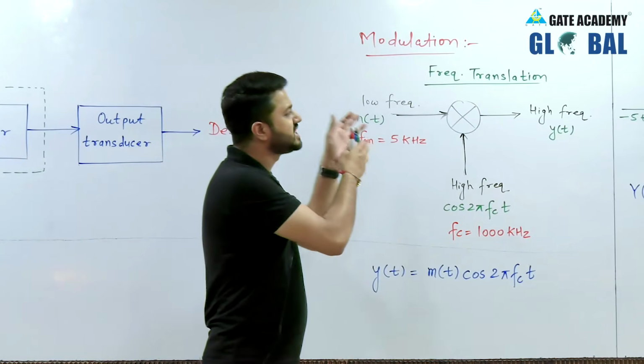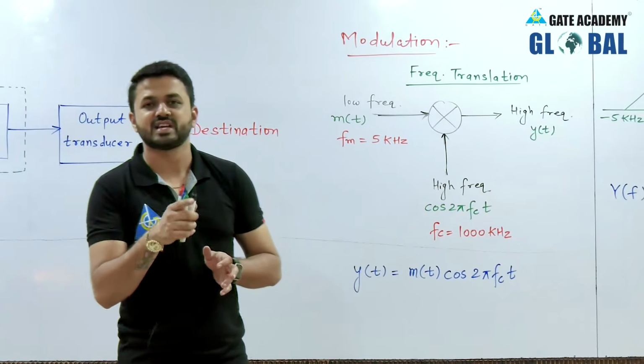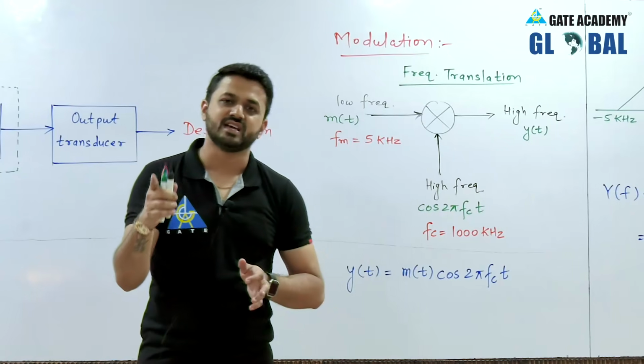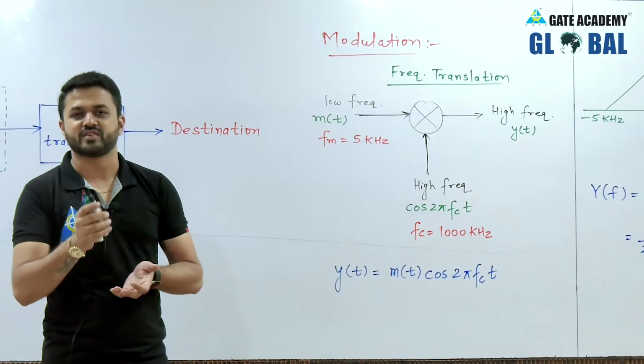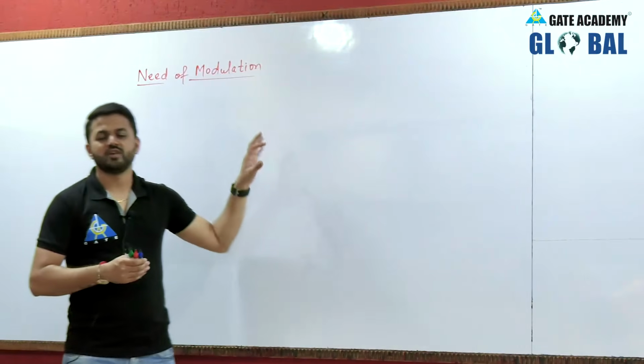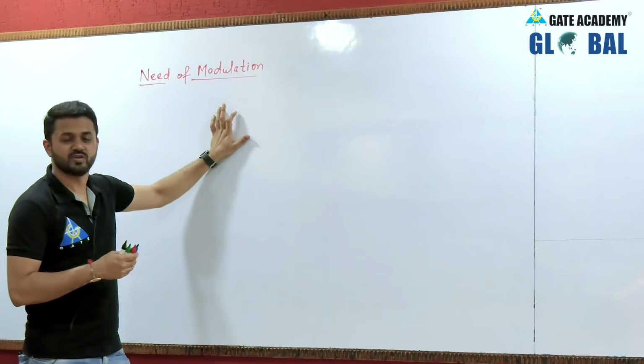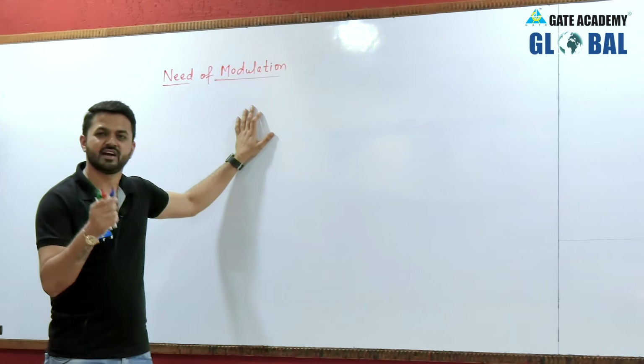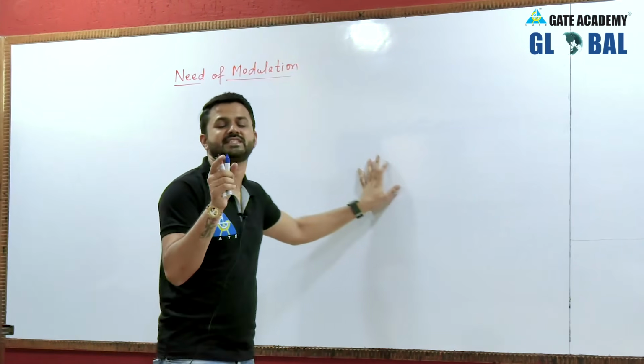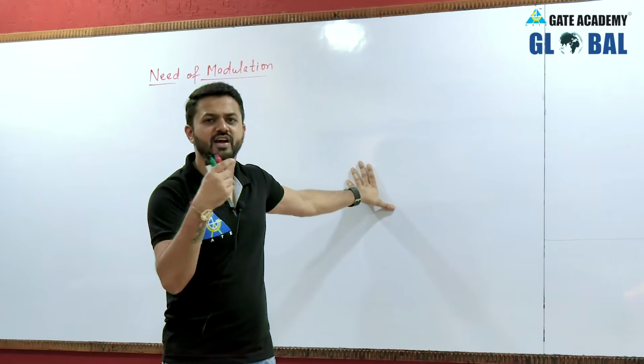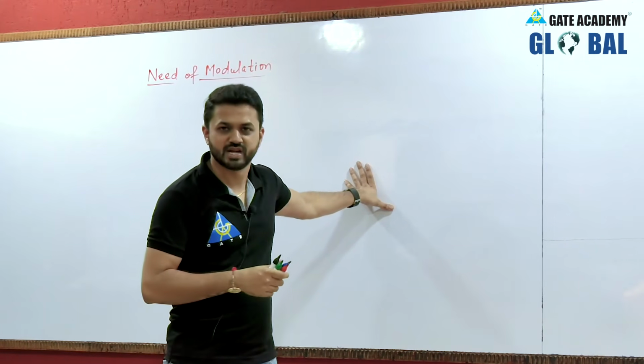So, according to this definition, we are converting low frequency into high frequency. Why are we converting into high frequency? That is the next topic. Now we are seeing the need of modulation. Suppose we have a low frequency signal of 5 kilohertz. Why can't we directly transmit it through the antenna?